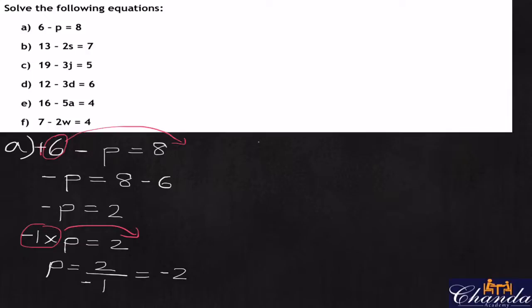Okay? Then moving into the next question here. So we have 13 minus 2s, that's part B, equals the number 7. Okay? So the very first operation we have to do to get the s on its own is take the 13 over to the other side. And remember, this is a positive on this side. And so when we take it to the other side, it becomes a minus, because we're doing a takeaway.